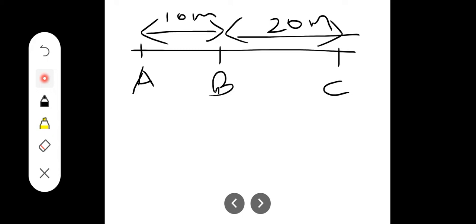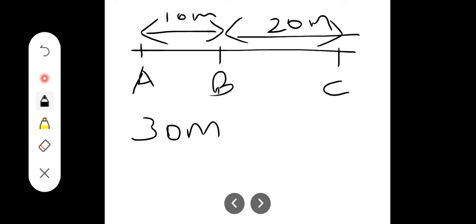Can you say what is the total path length? Total path length or total distance is 10 plus 20, right? A to B means 10 meter, B to C means 20 meter. So in total it is 10 plus 20, that is 30 meter. That is the total distance, means path length.